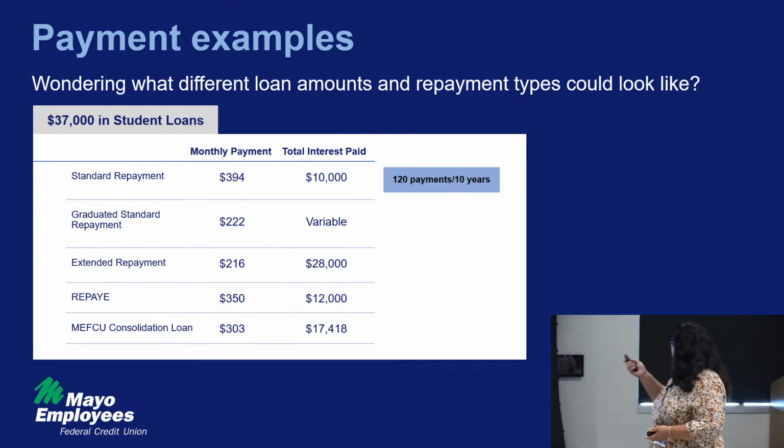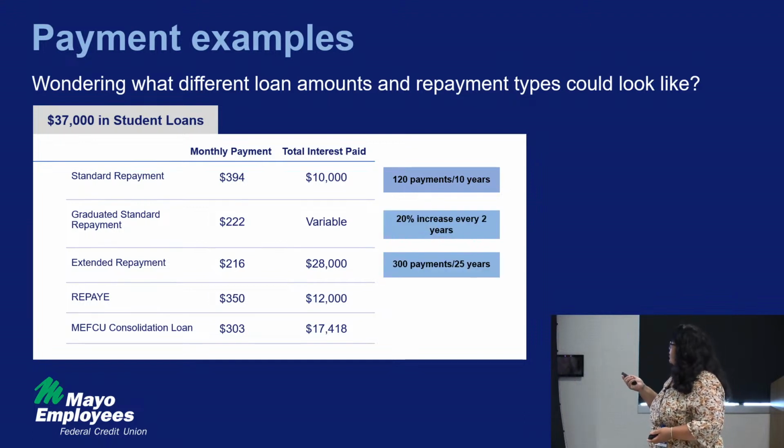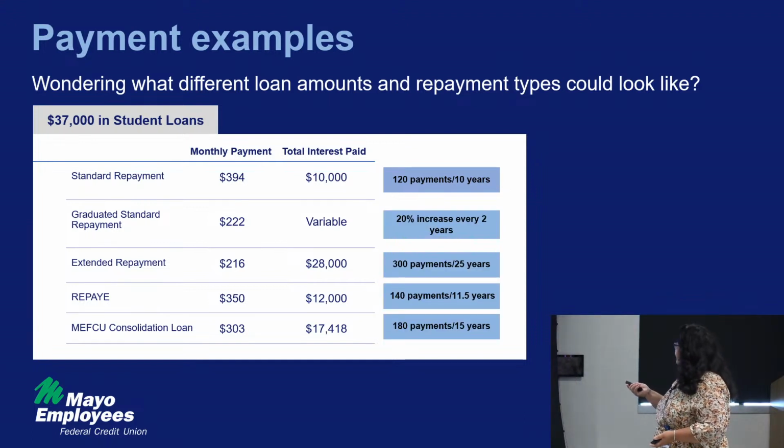So the first, standard repayment, is going to be 120 payments over 10 years. The graduated program has a 20% increase every 2 years. The extended repayment program is 300 payments over 25 years. The REPAYE program is 140 payments over 11.5 years. And the consolidation repayment is over 15 years or 180 payments, so 180 months.